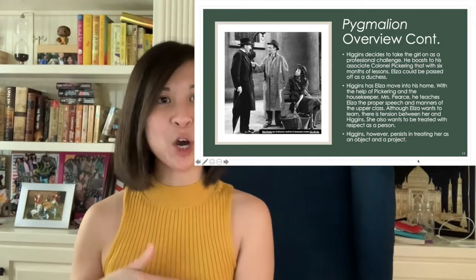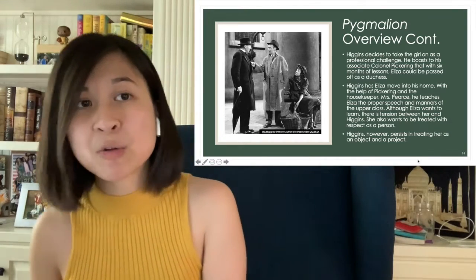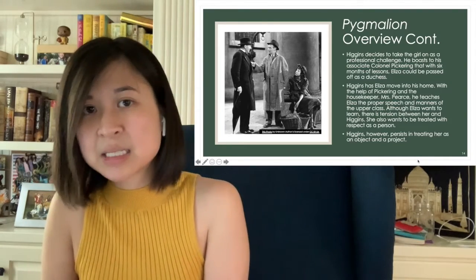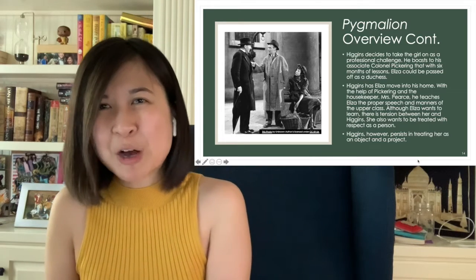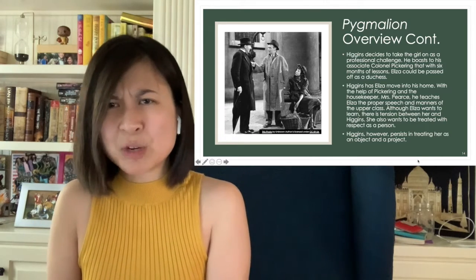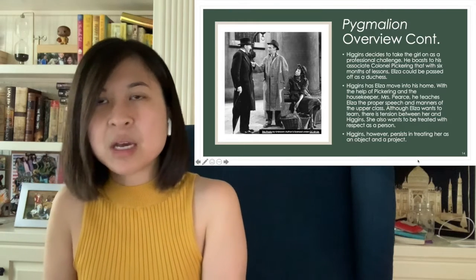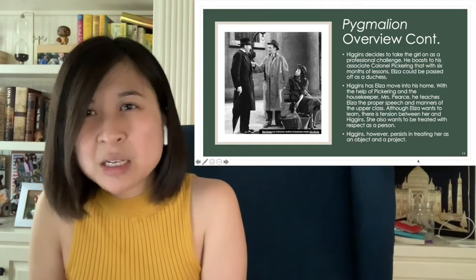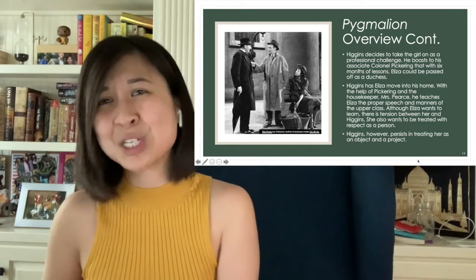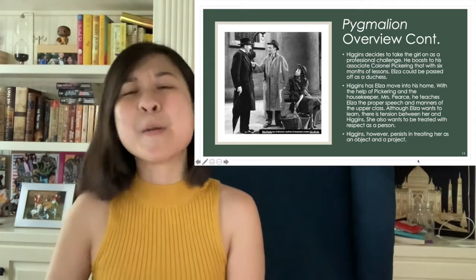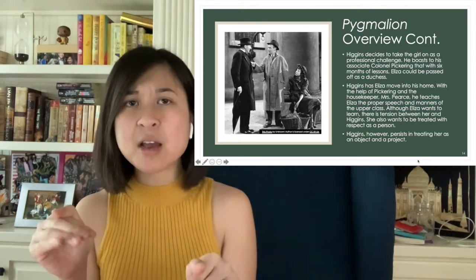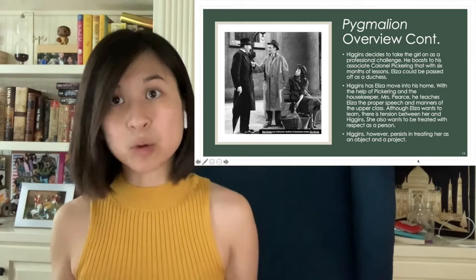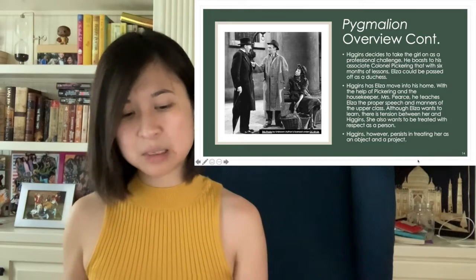So he moves her into his home, and with the help of his friend Colonel Pickering and his housekeeper, he teaches her not only proper speech, but proper manners of the upper class. And she wants to learn, but there's also tension just because he treats her terribly. Because she's female and lower class, he treats her like an object, like a project. He's so mean to her. And so there is this tension throughout the entirety of how they treat each other, because she just wants to be treated as an equal, as an actual person with feelings.